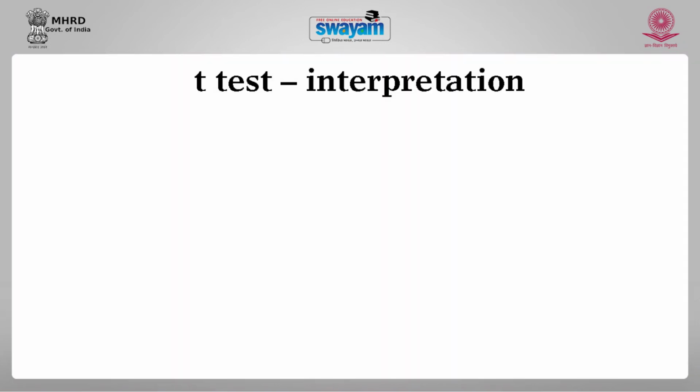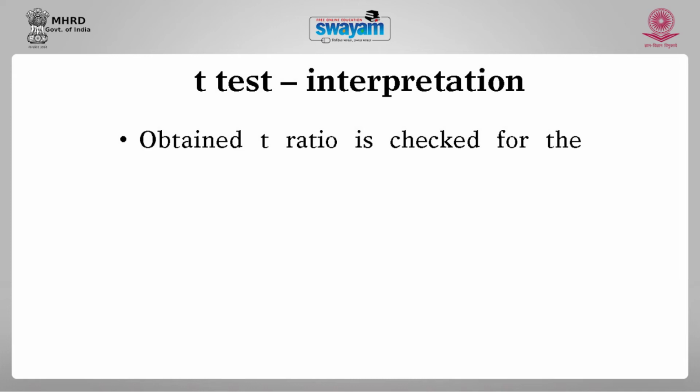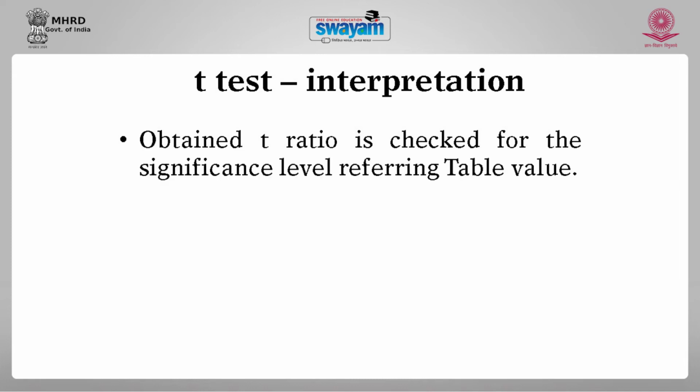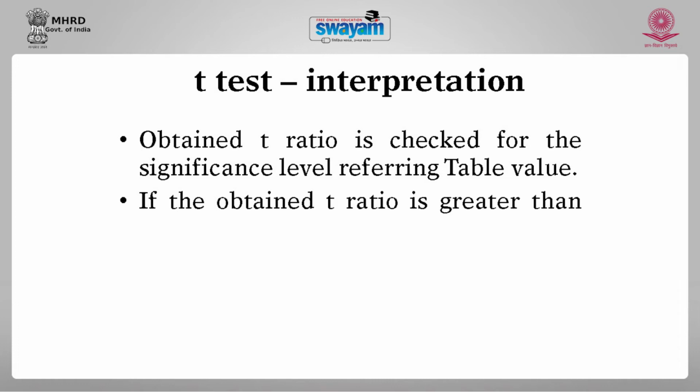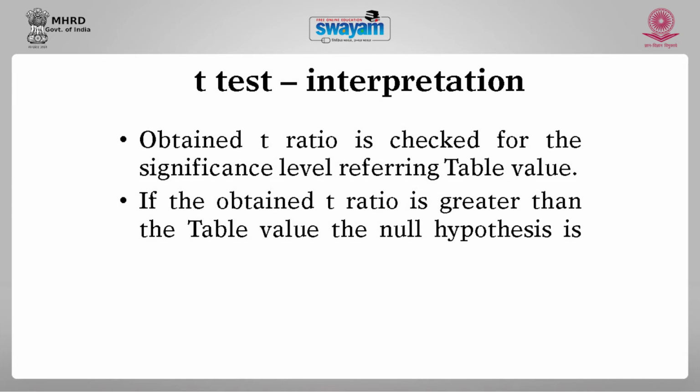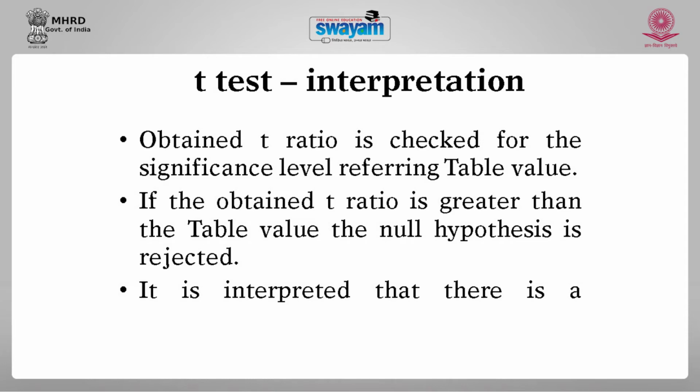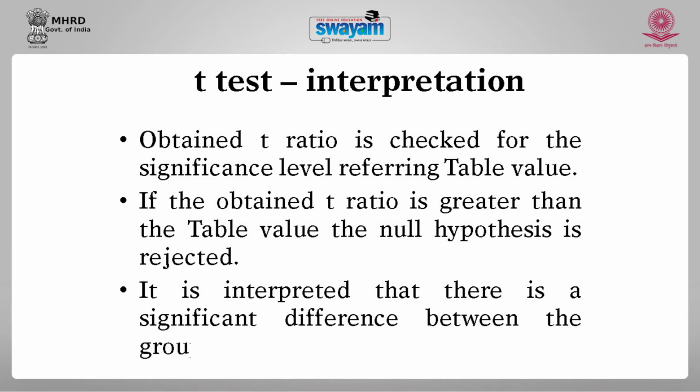Let us come to the interpretation of the t-test. The obtained t ratio is checked for the significance level by referring to the table value. If the obtained t value is greater than the table value, the null hypothesis is rejected. It is interpreted that there is a significant difference between the two groups on the tested variable.